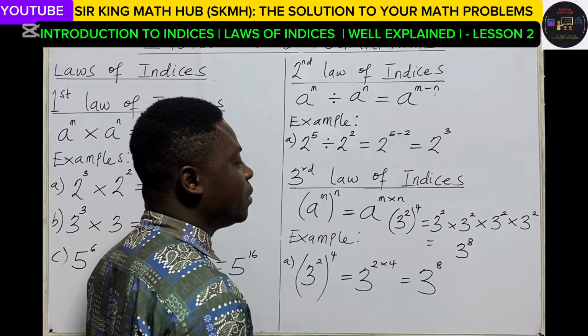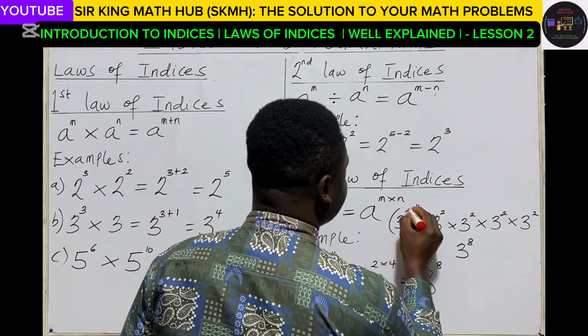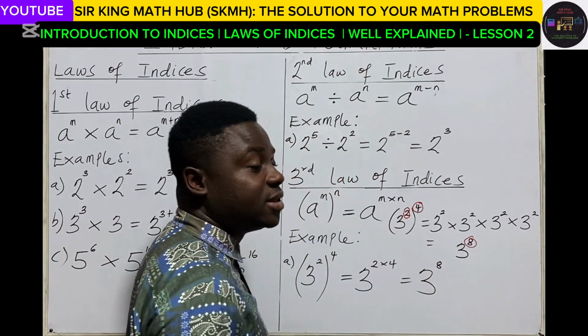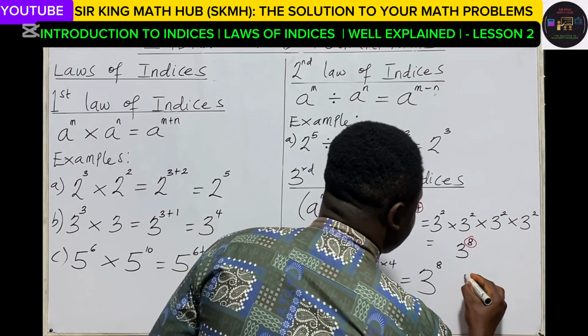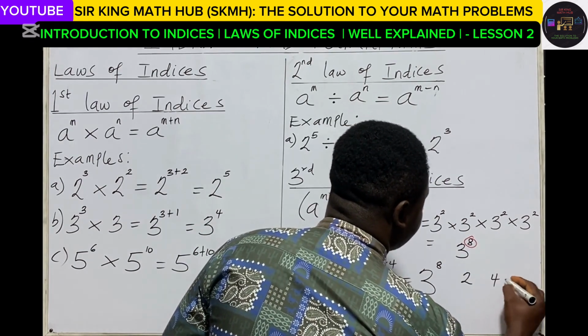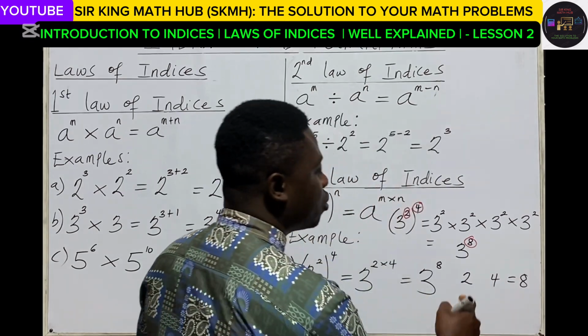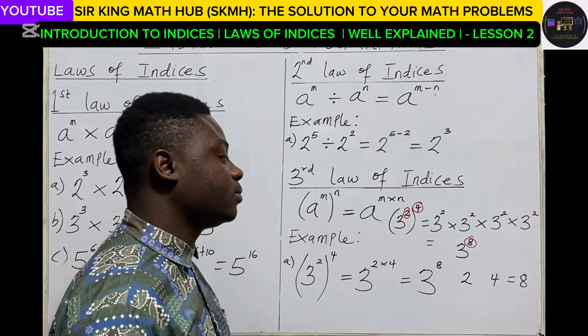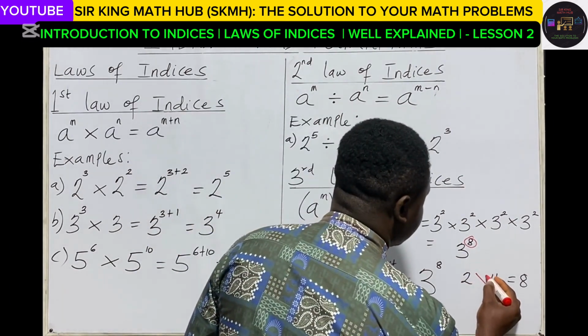So now let's look at the relationship between the indexes. Here the index is 2, and then 4, and you got 8. So now we have 2, 4, giving us 8. What operation sign must be placed between 2 and 4 to get to 8? So obviously that is multiplication.